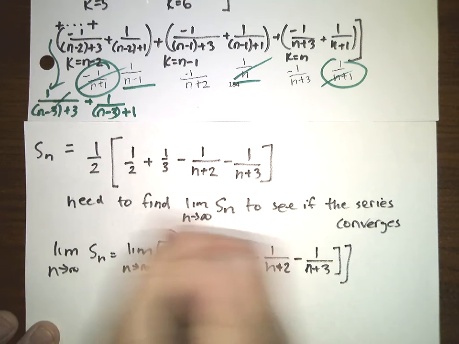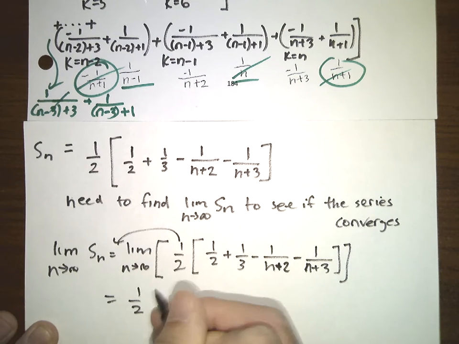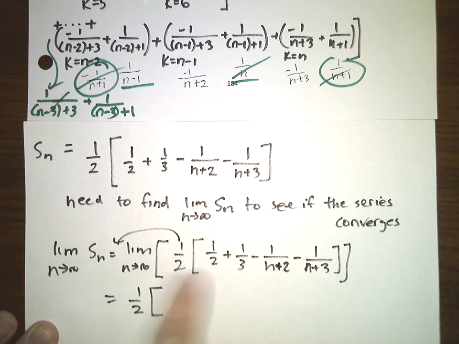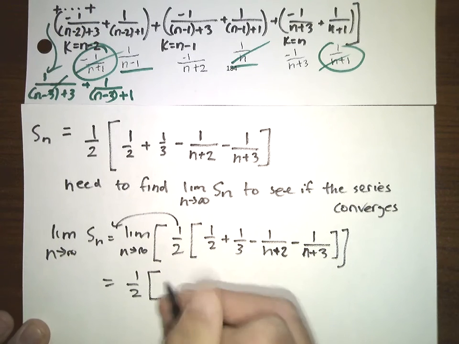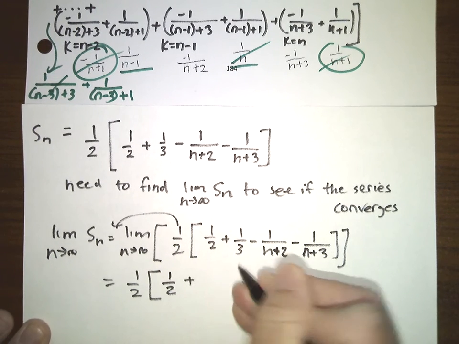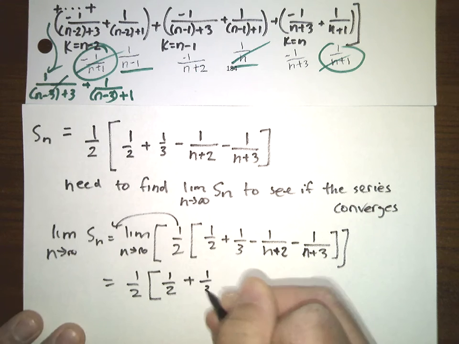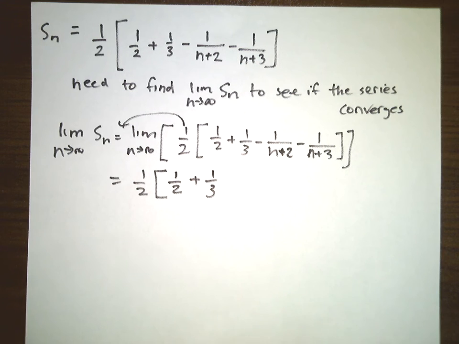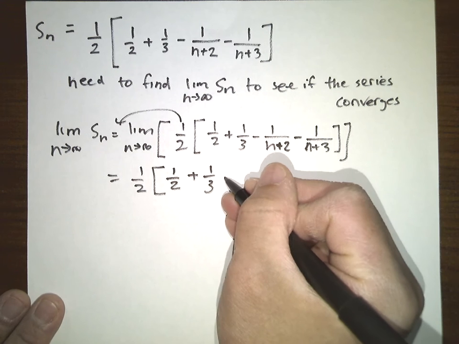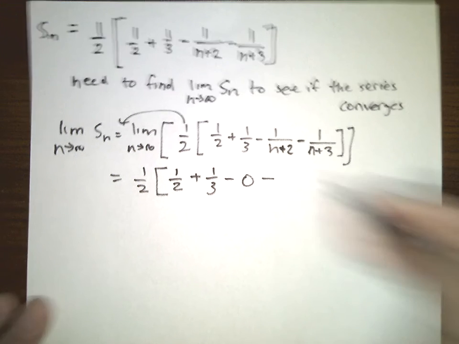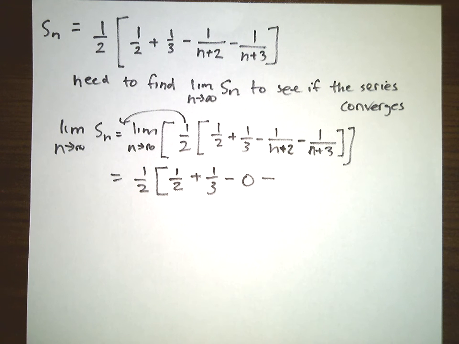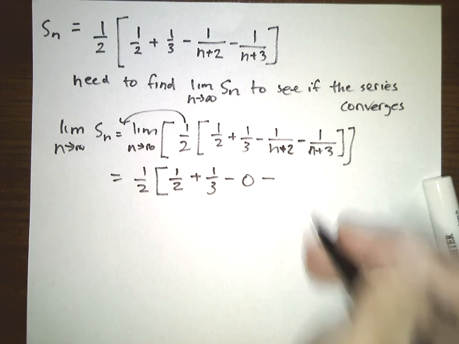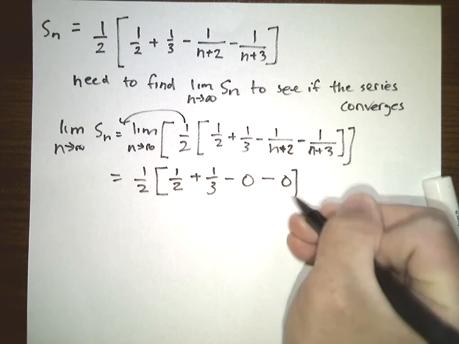So now I can bring the 1/2 in front, and then the limit as n goes to infinity of a half is a half. The limit as n goes to infinity of a third is a third. And the limit as n goes to infinity of 1 over n plus 2 is 0, so that minus 0. And the limit as n goes to infinity of 1 over n plus 3 is 0.